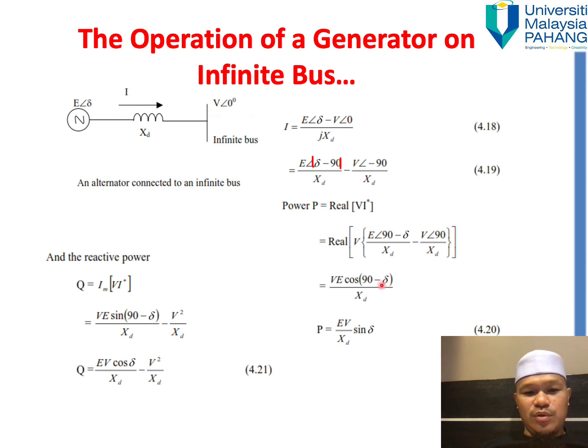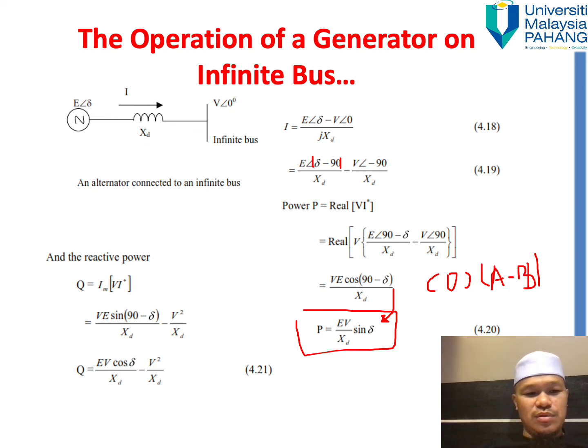At the end of the day, you need to do the cos expansion, if you remember. So you have cos (A minus B), right? In the exam, this is just a simplification, so you need to derive cos A cos B minus sin A sin B. So at the end of the day you get this value for P. P equals EV over XD times sin theta.